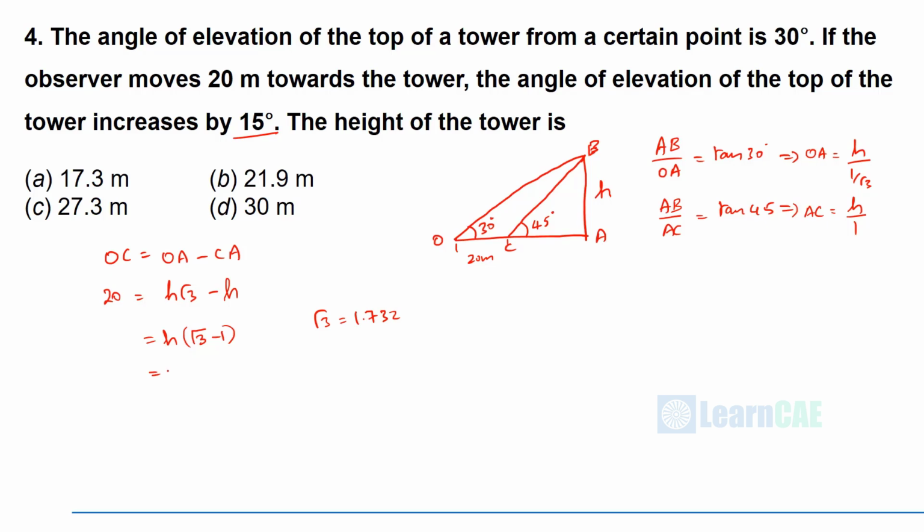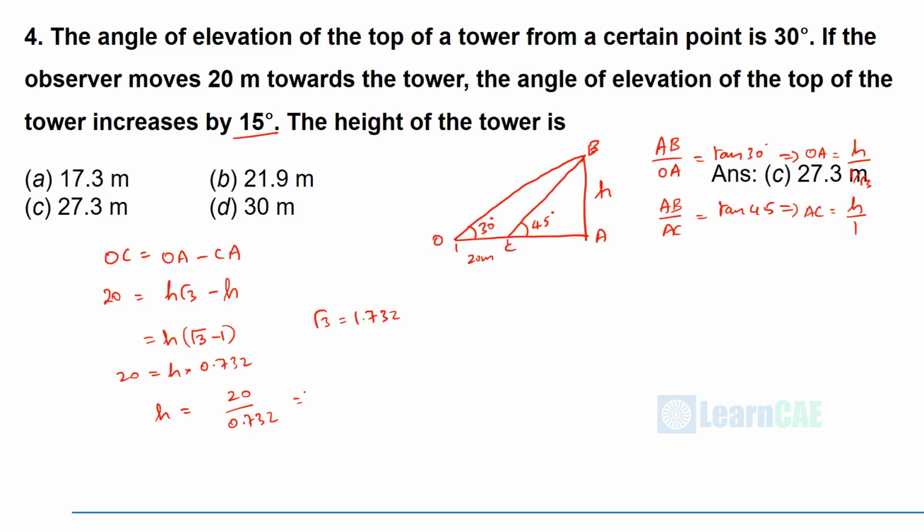So the value will be h into 0.732, 20. H will be equal to 20 by 0.732. So we can approximately see that 0.73 will be close to 0.75, and that is 3 by 4.